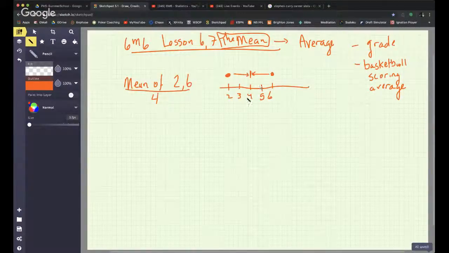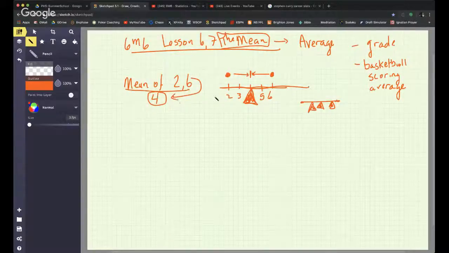Okay, and it's really a balance point. If we put the numbers 2 and 6 on a big balance, like a seesaw, with two people of equal weight, the seesaw would balance because we found the middle point. If we put that middle point on the 5 or on the 3, it would not balance. We need to find that middle point. So that's one way of looking at the mean. The mean of 2 and 6 is 4.